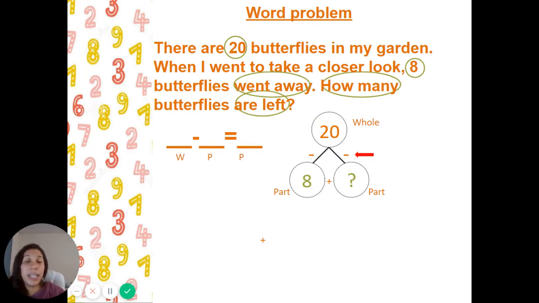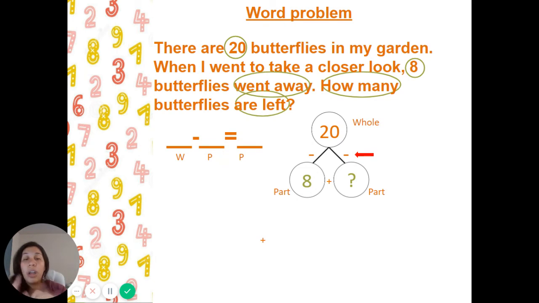So in this case, if your whole is 20 and you take away 8, what is the number that is left? Remember that if you put together the two parts, you get to the whole. You already have the whole. So how many do you need starting counting from 8 to get to 20? 9, 10, 11, 12, 13, 14, 15, 16, 17, 18, 19, 20. See, fingers are not so useful anymore, okay? But you can use your mental math.